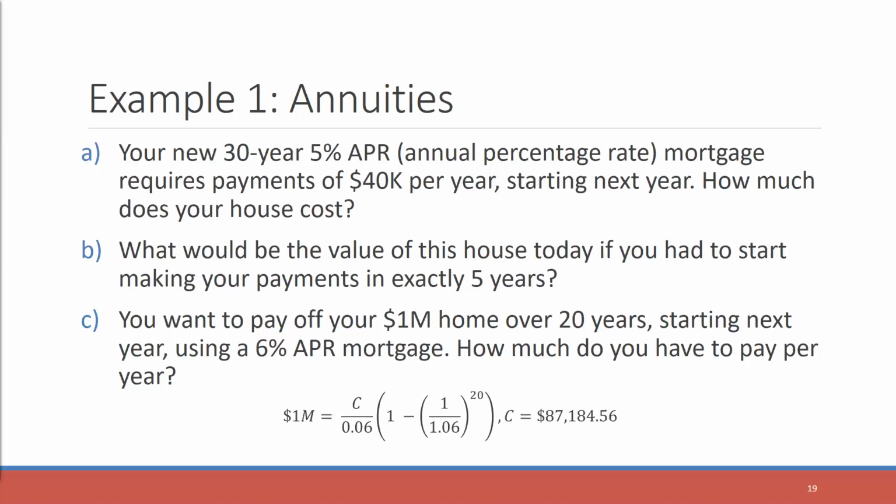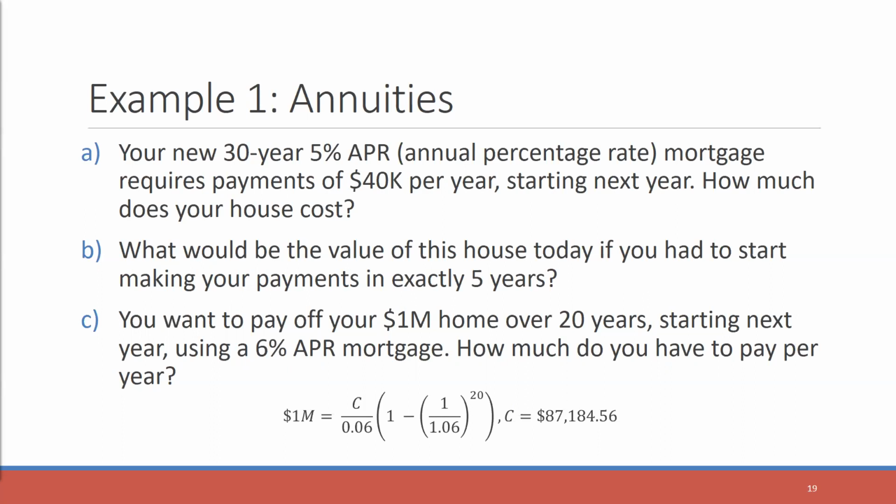Question B, what would be the value of this house today if you had to start making your payments in exactly 5 years? So here it gets a little bit tricky, but there's one thing I want you to remember. Your annuity formula is going to tell you the value of these cash flows starting next year. So what's the present value of all of these cash flows starting next year? You plug it in and you can solve for the present value of your home. Now, if it's going to start in exactly 5 years, I want to discount that back, but I want to be careful.